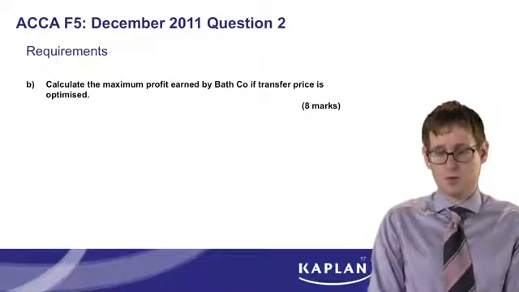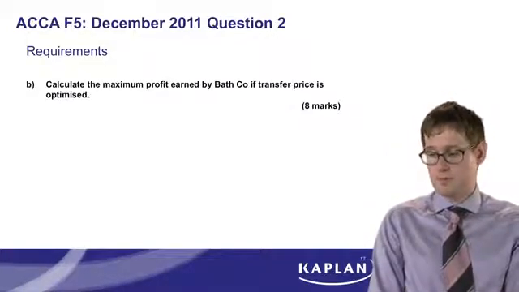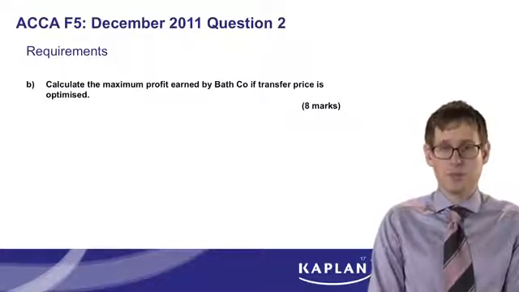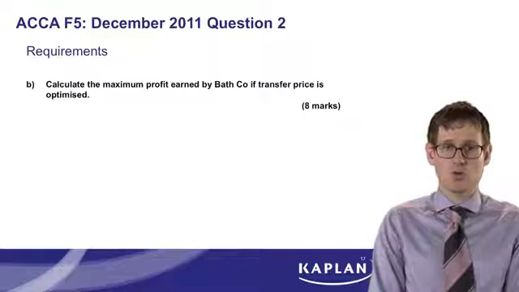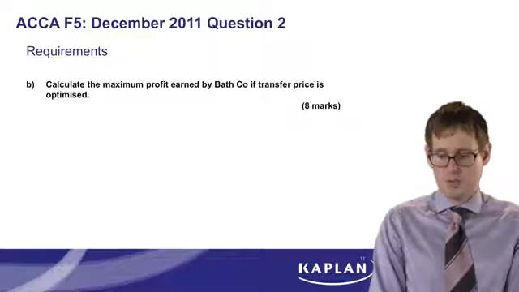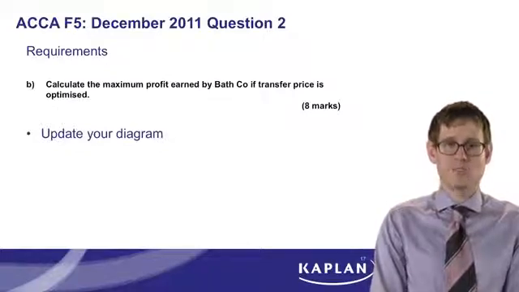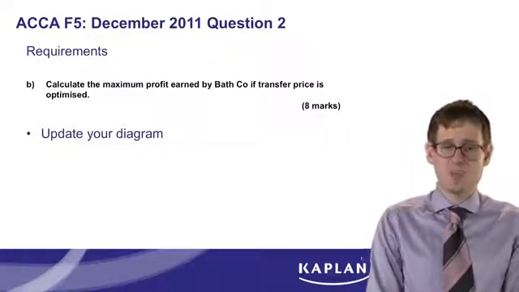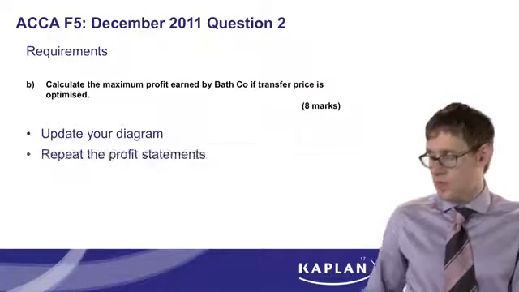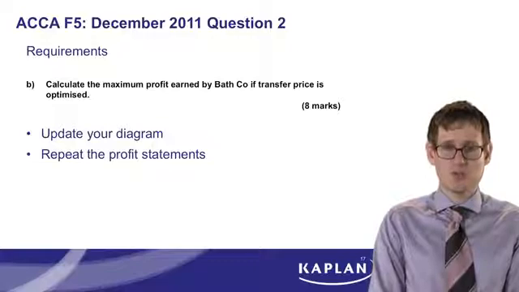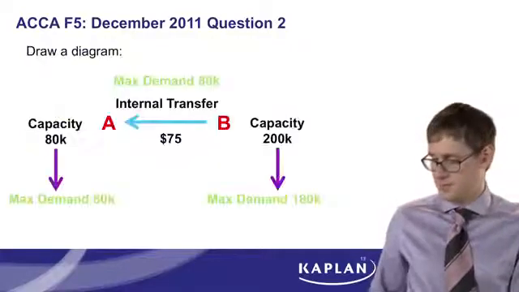In the next part of the question, we'll look at requirement B. Here then, we need to work out the maximum profit that can be calculated for the company as a whole. To do this, we'll need to make sure that the transfer price is optimised. The first thing we're going to do here then is update our diagram for the new information that we're told. Then we'll repeat the profit statements, making sure that we change them for these new updated figures.